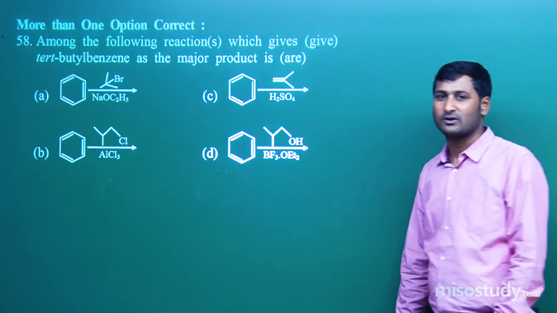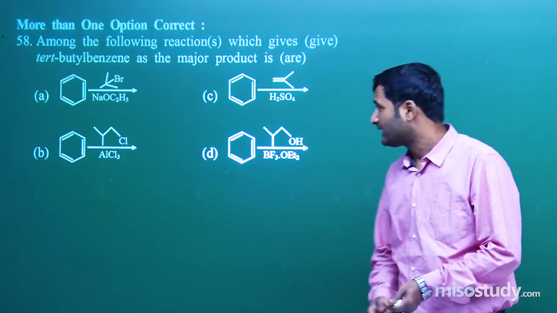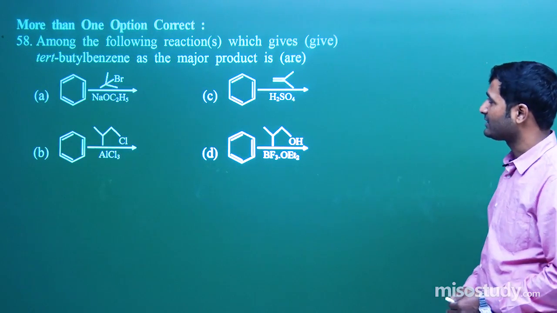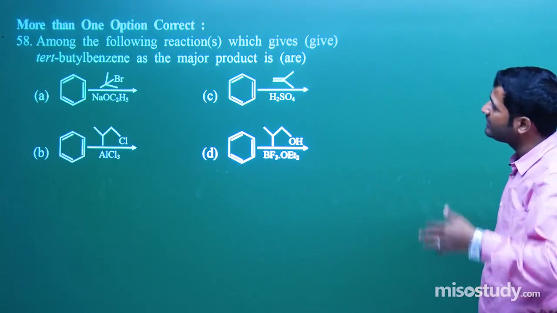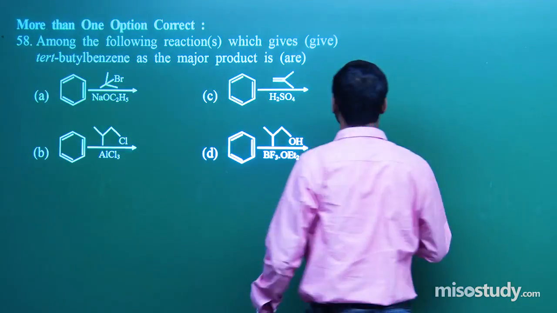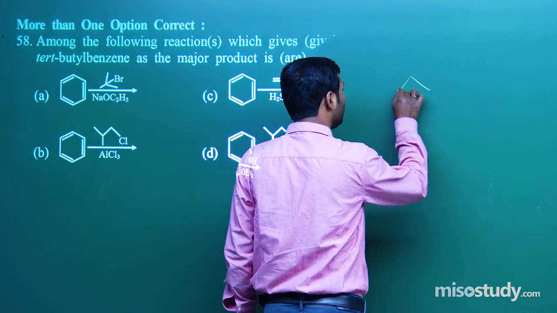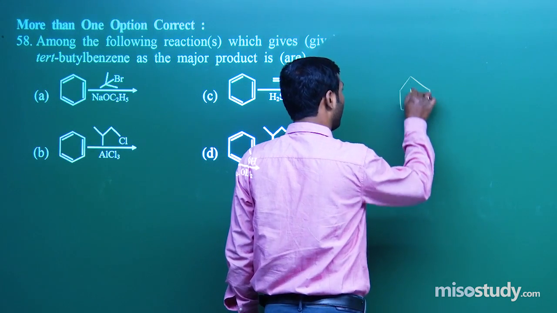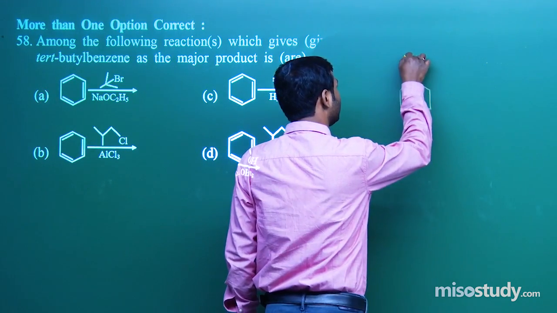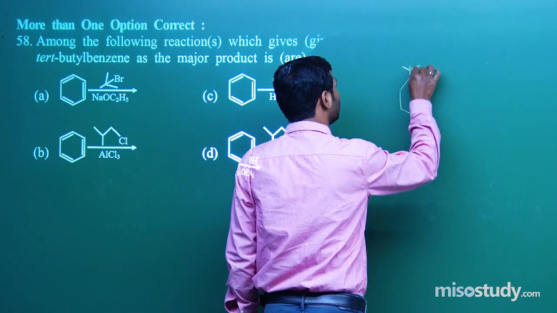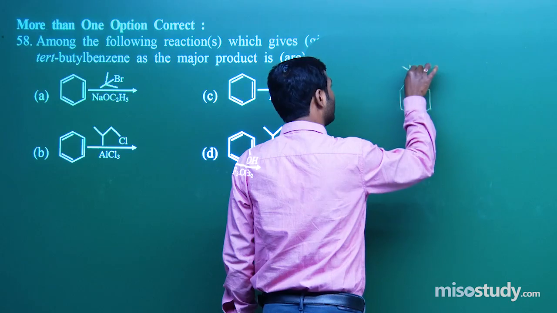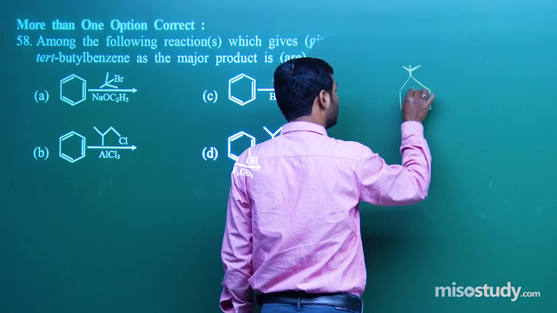Now let's move to the next one, question number 58. Look at this. Among the following reactions, this is a more than one option correct question. Among the following reactions, which give tertiary butyl benzene? What is given here? Which gives tertiary butyl benzene? This is the case, tertiary butyl benzene. Clear? Yes sir. Now this very product is going to be formed.